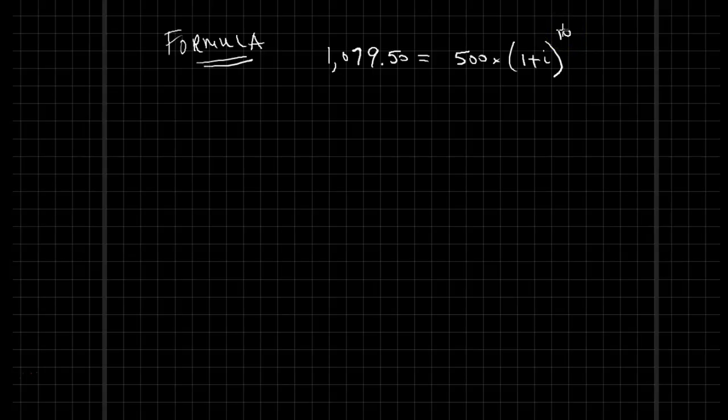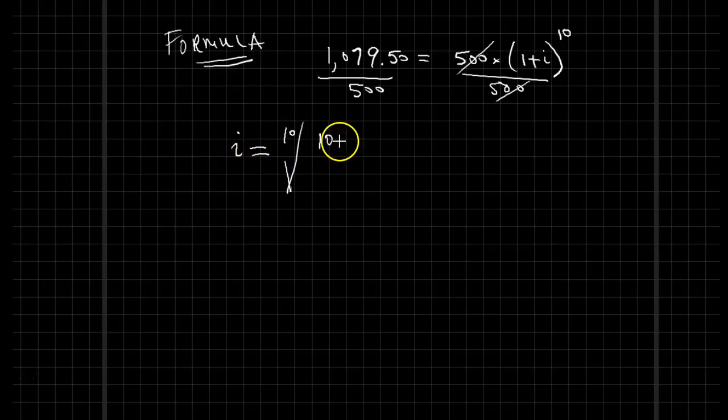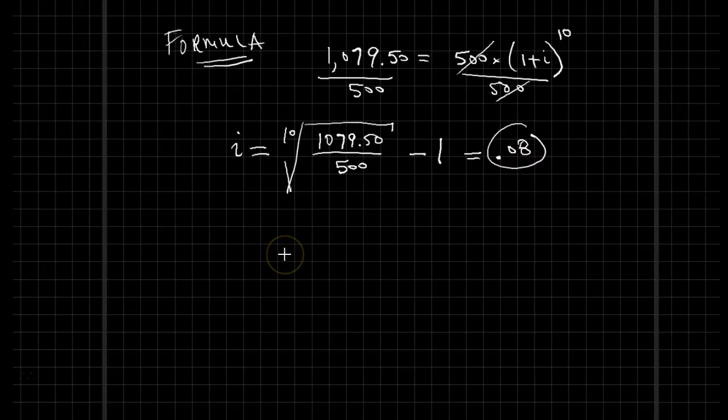And from here, we divide both sides of our equation by 500. This way we can get rid of the 500 here, and then we can take the 10th root of this and subtract 1 ultimately. So I is equal to the 10th root of 1079.50 divided by 500, minus 1. So we calculate that, and this should come out as 8% as well. So that's an alternative way to solve this problem.